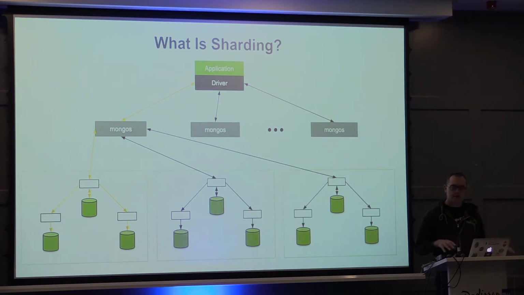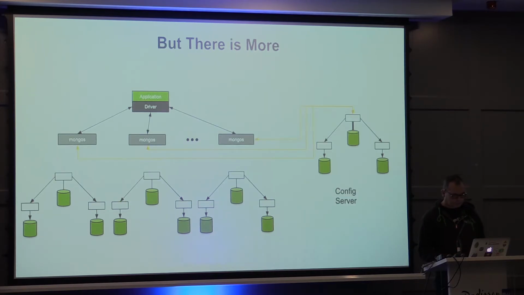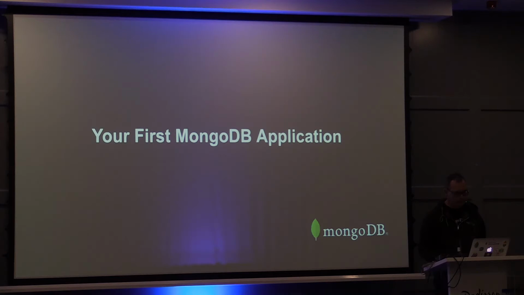And because you can run as many of these shards as you want, you get n primaries. That's n nodes to which you can distribute your writes. And of course, n nodes which have n memory footprints that you can host and cache your data in. And we configure all this with a config server.